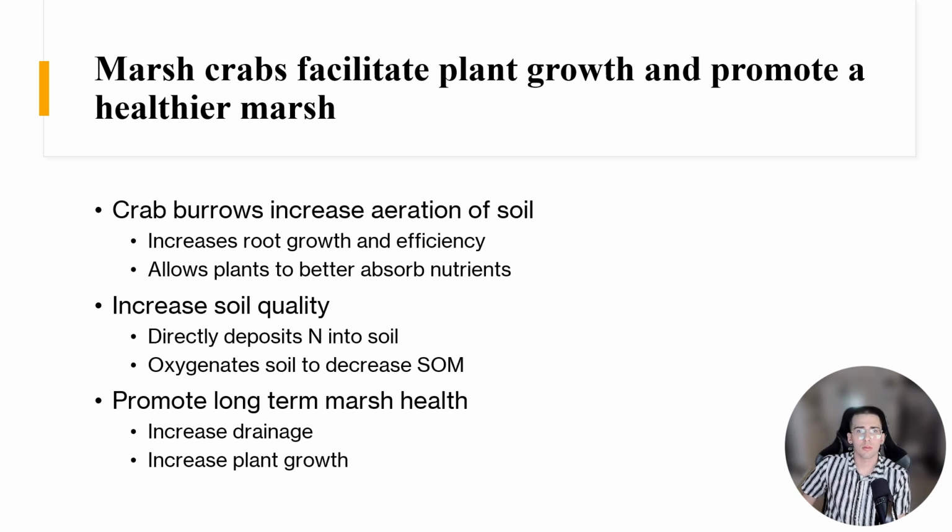Burrowing crabs also can promote long-term marsh health. It's because these burrows can help increase drainage of the marsh to help resist against damage from flooding, which further increases their resilience to effects of climate change. They also increase overall plant growth, which further increases the marsh's resilience to storm surge and erosion, as well as promoting biodiversity within the system.